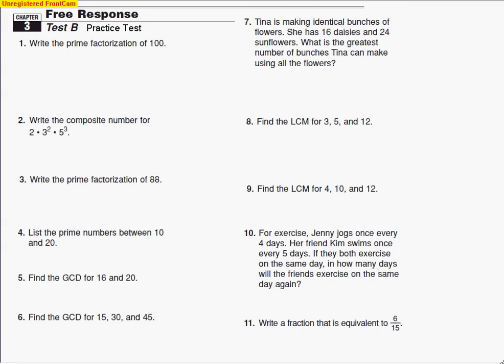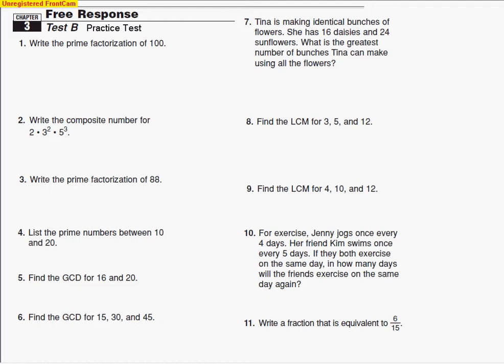These are the solutions for the practice test called Free Response Chapter 3 Test B Practice Test. So let's take a look at our first problem here. And what they're asking us to do is find the prime factorization of the number 100.